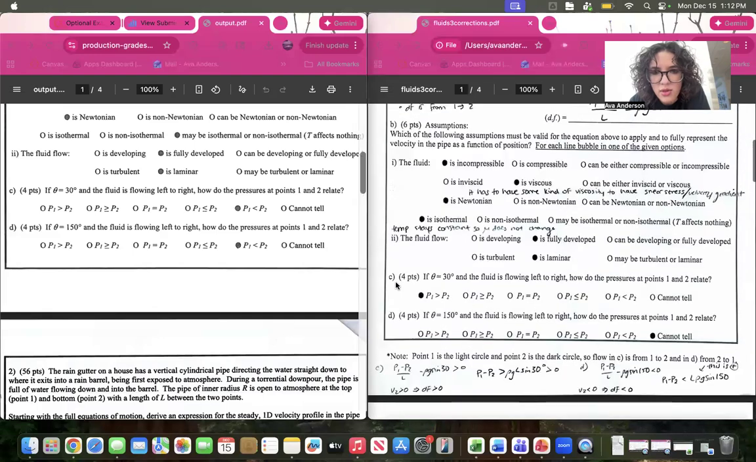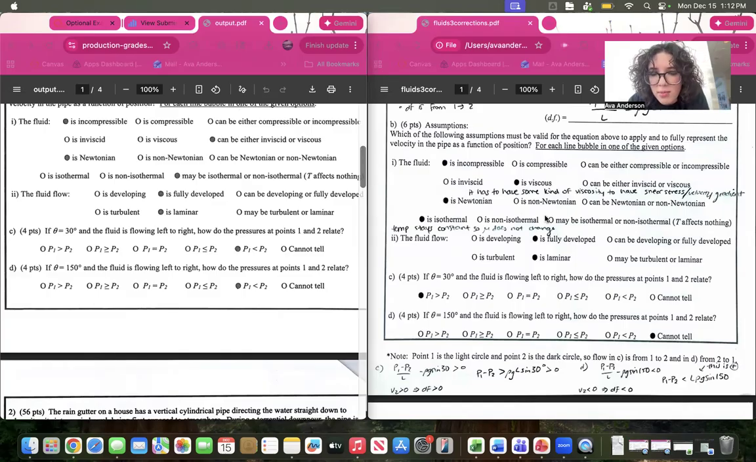And here the fluid is incompressible. It has to be viscous because it needs to have a viscosity to have a shear stress and in turn a velocity gradient. I didn't say that over there. But it is Newtonian and it has to be isothermal because viscosity is a function of temperature. Since we're assuming that viscosity is constant, that means the temperature has to be constant. So it's isothermal. It's also fully developed and it's laminar.